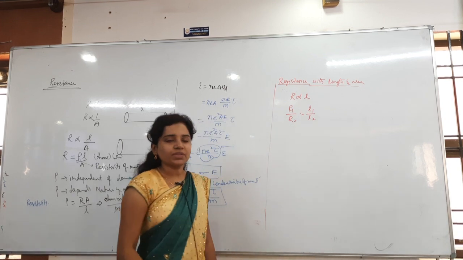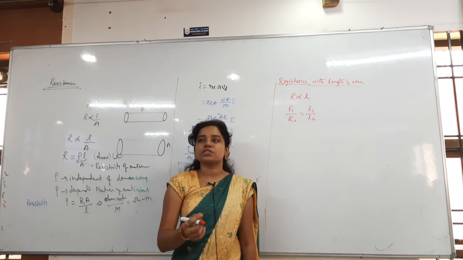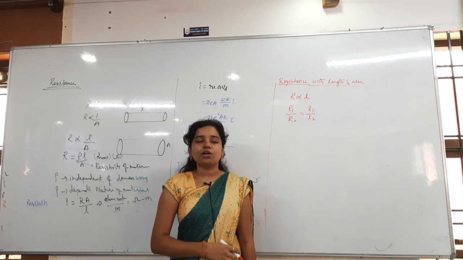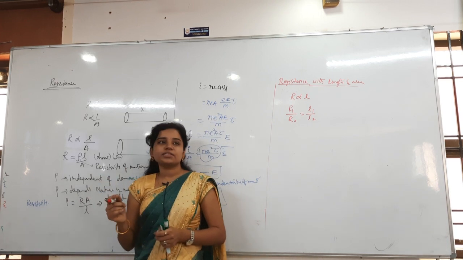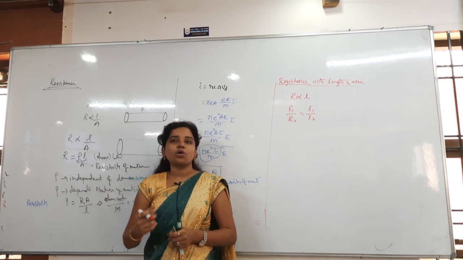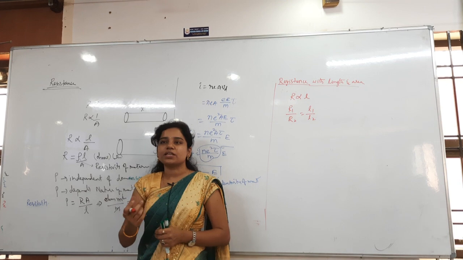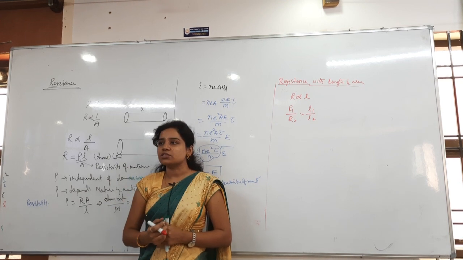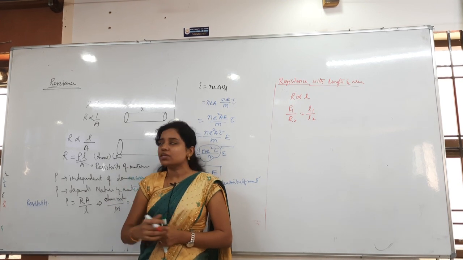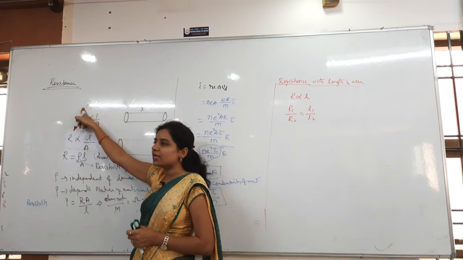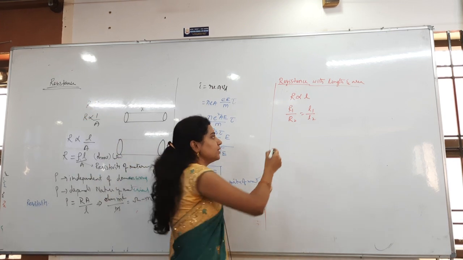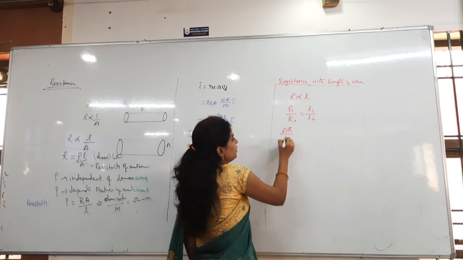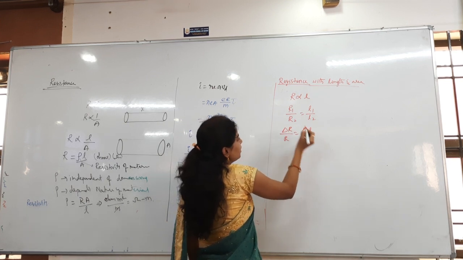For example, in the same wire there is a small change in the length. Then how will the resistance vary? The small change in length is delta L, the original length is L. The percentage change in resistance, otherwise the fractional change in resistance, is delta R by R, which is equal to delta L by L directly. So delta R by R is equal to delta L by L.